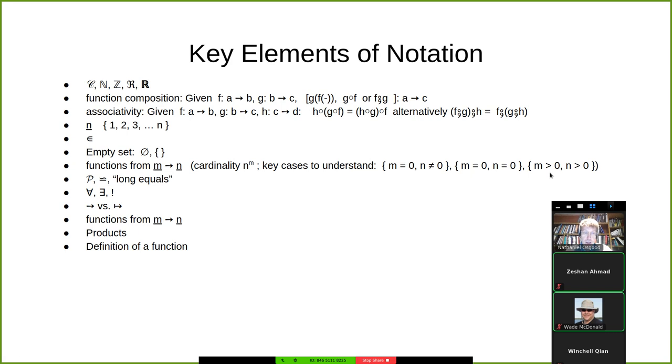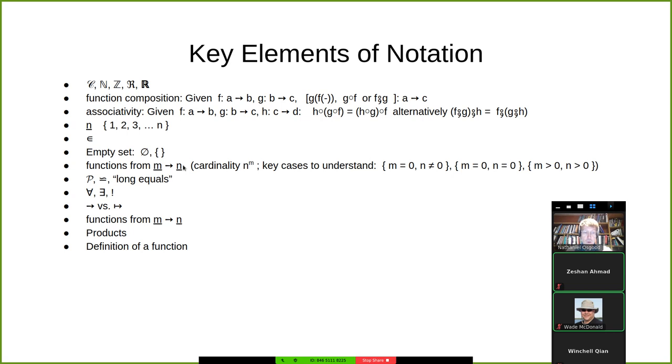Let's talk about these. The easier one to think about is where m is greater than zero and n is greater than zero. It's going to be combinatorial: for each of the inputs, we can get any of the outputs, so the possibilities multiply. If we have two things we're mapping from, and each can go to three possibilities, we'll have nine, because the first could go to any of the three, and the second could go to any of the three. There are no constraints between them. And it turns out that it's n to the m.